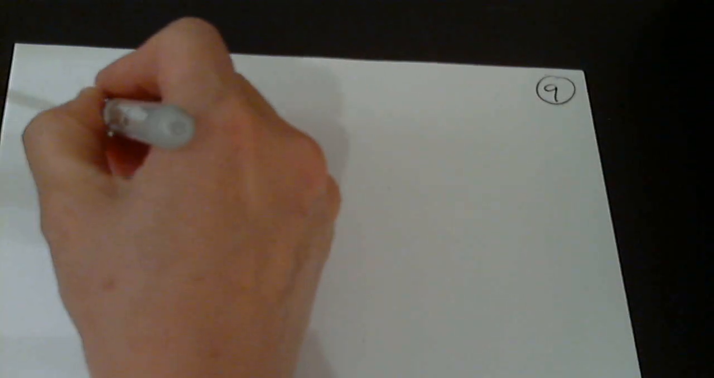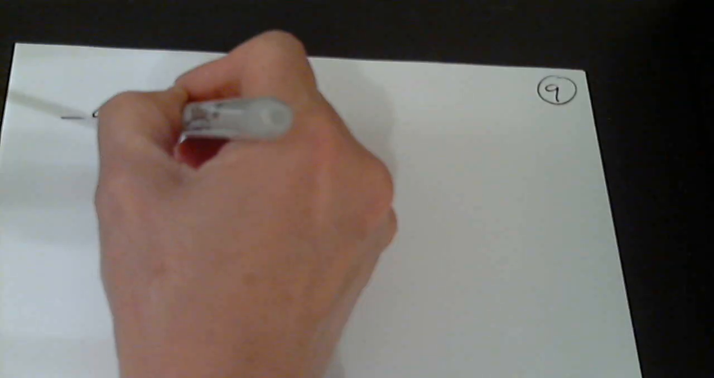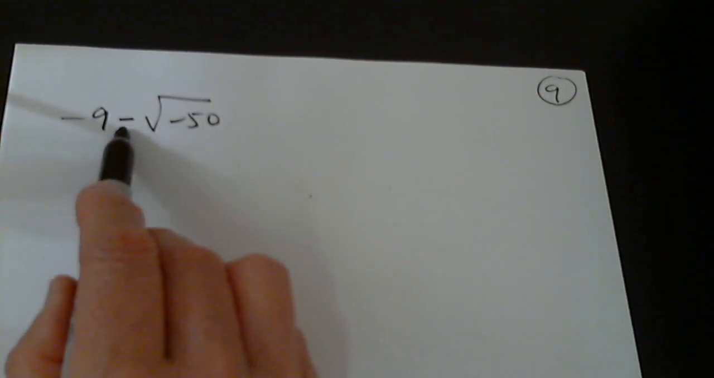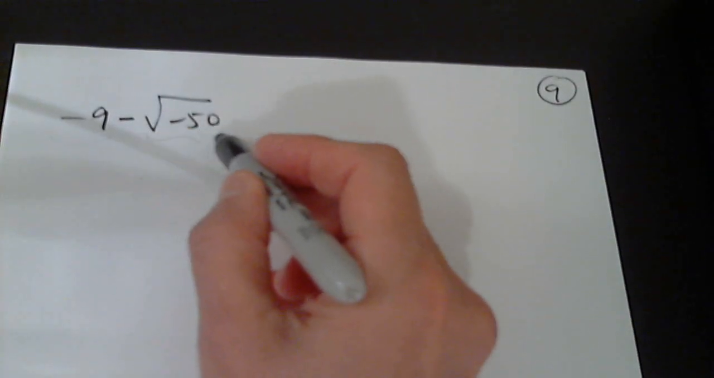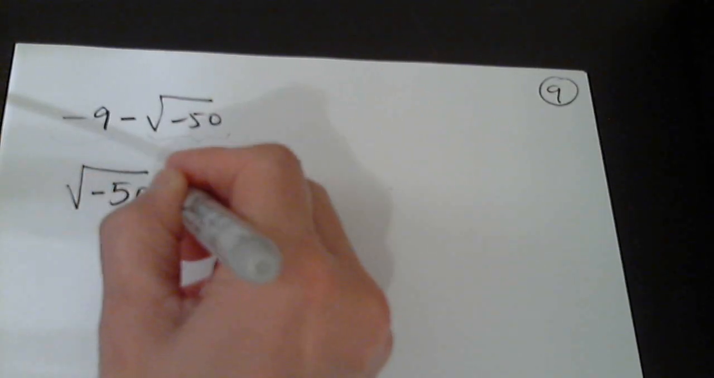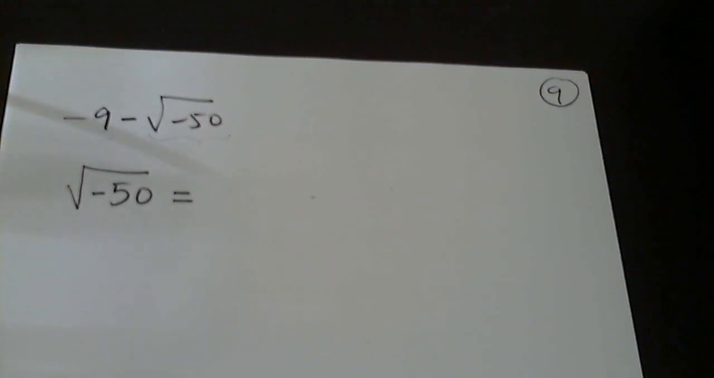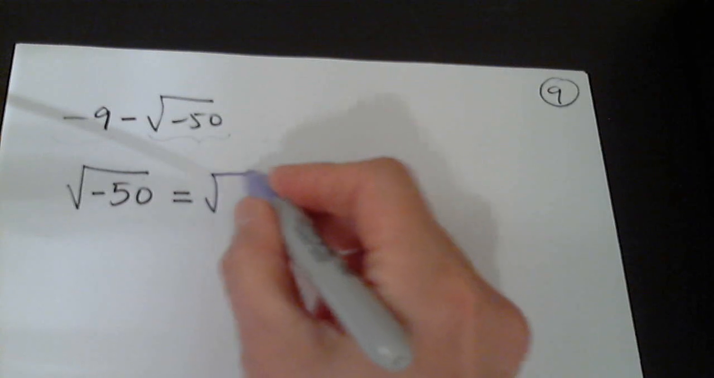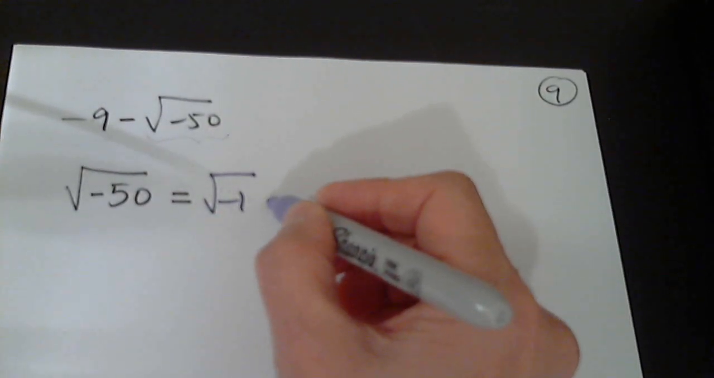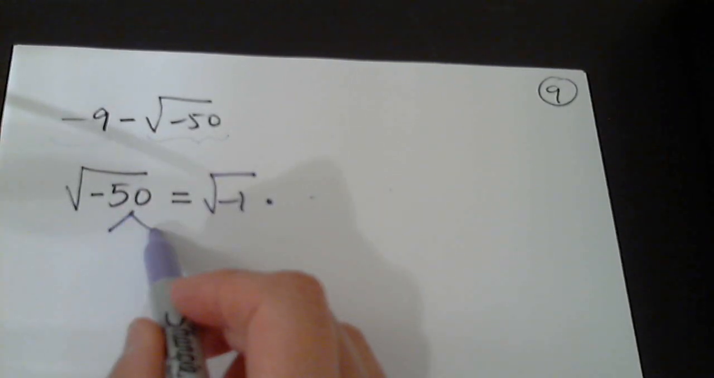Very good. Okay. So we have negative 9 minus the square root of negative 50. We cannot do anything to this. We have to break this up. So what would you write first for the square root of negative 50? First, you will write the square root of negative 1. Perfect.